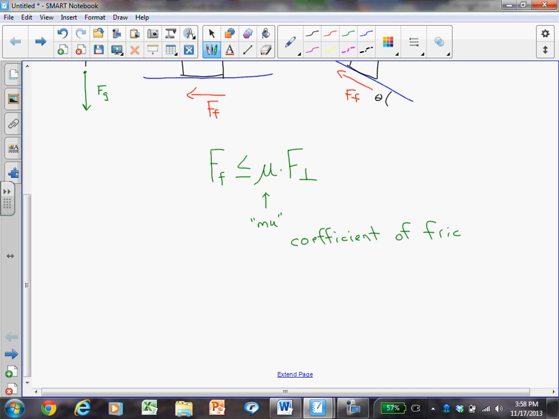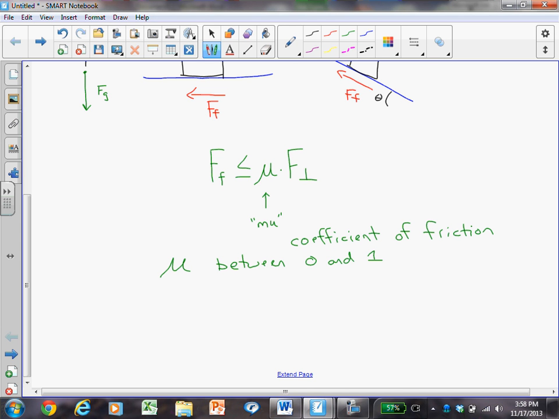The coefficient of friction is going to be based on what the surfaces in contact are, and it can be experimentally measured, and we will do that in lab. In most cases, mu is between 0 and 1, although at times it is greater than that.